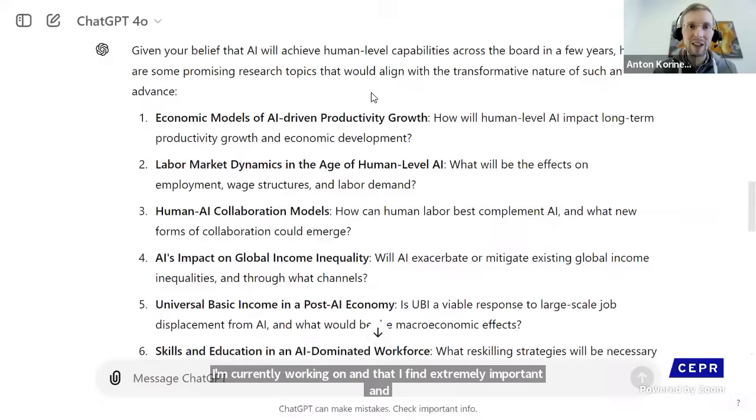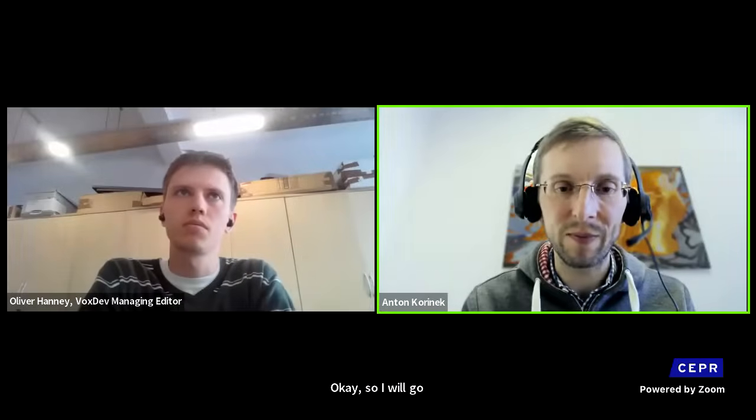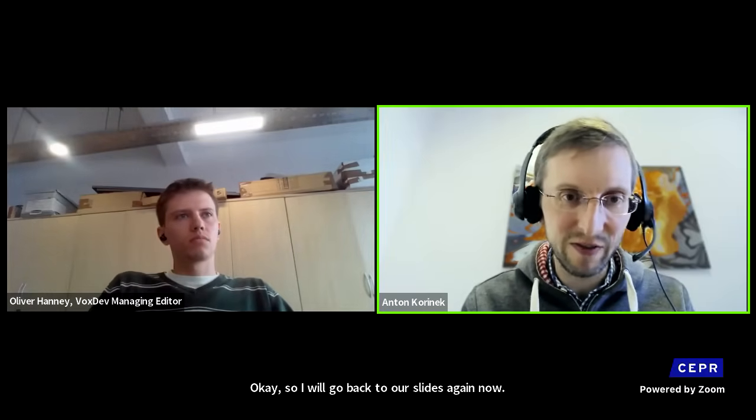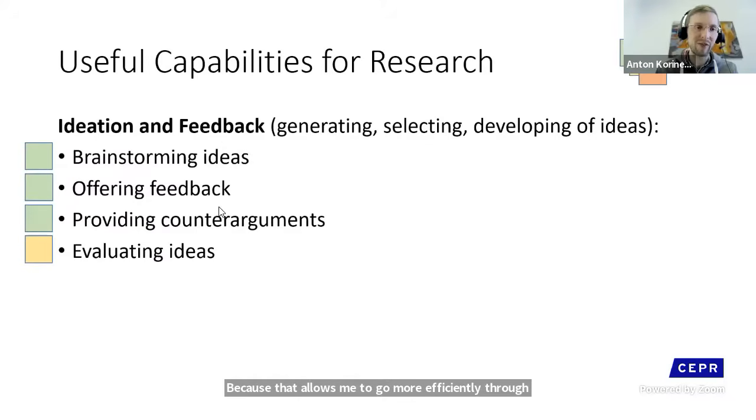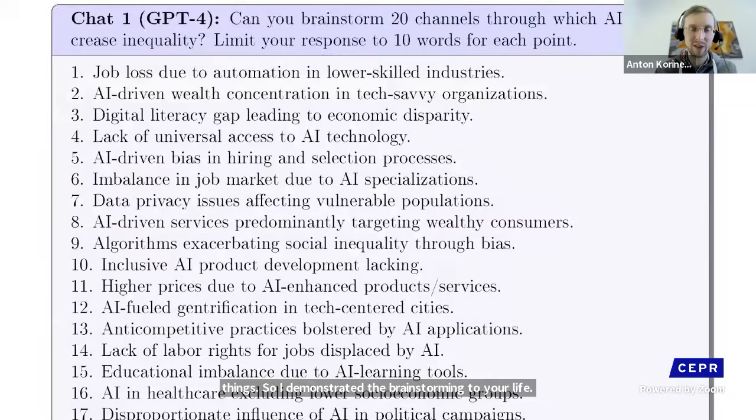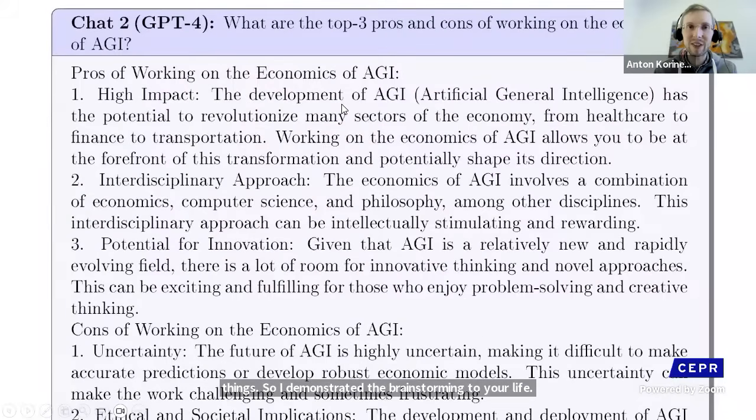Okay, so I will go back to our slides again now and share a few specific results because that allows me to go more efficiently through things. So I demonstrated the brainstorming to you live, and this is the example of brainstorming in the paper. This would be eliciting feedback. So I'm asking GPT-4 here, what are the top 3 pros and cons of working on a particular topic? And it can report pros and cons that are very accurate here.